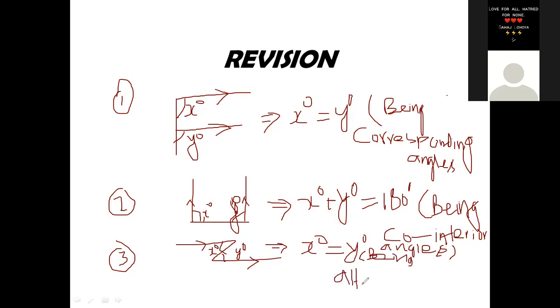Are you clear about this alternate angle, co-interior and corresponding angle? Yes. Okay, children. Now these are the relations between this pair of angles when a pair of lines is cut by the transversal, and when there are corresponding angles, co-interior angles, and alternate angles, the relation is shown here. Now, children, look here.